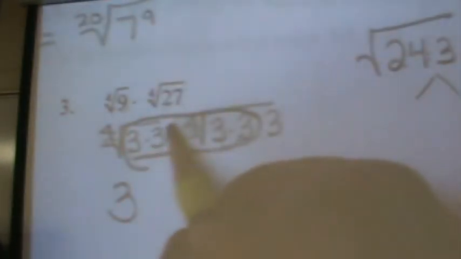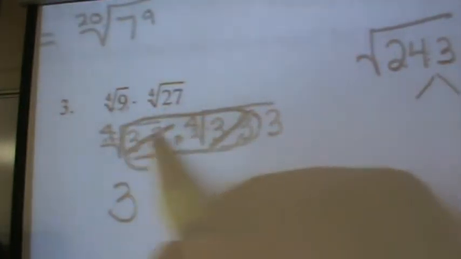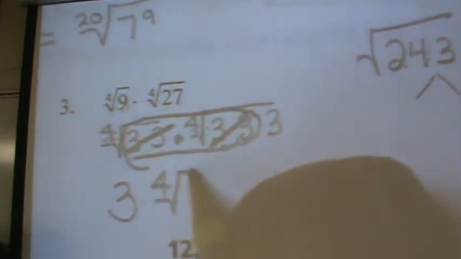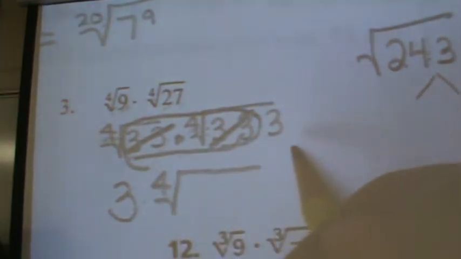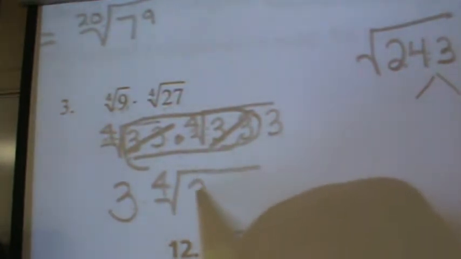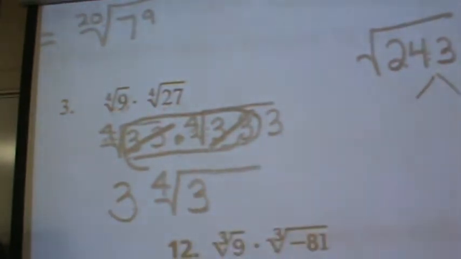Now, we took these 3s out. There's four 3s that come out. What does not have something to partner up with? This little 3 right here. So we keep it underneath the radical.